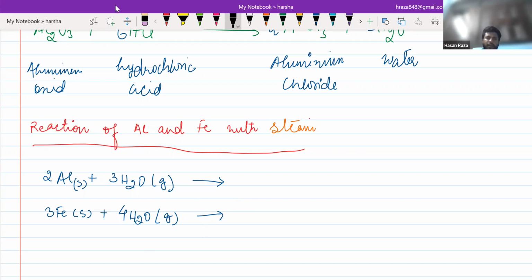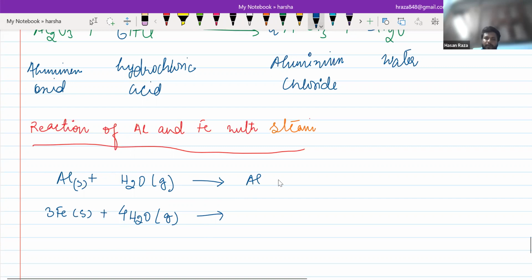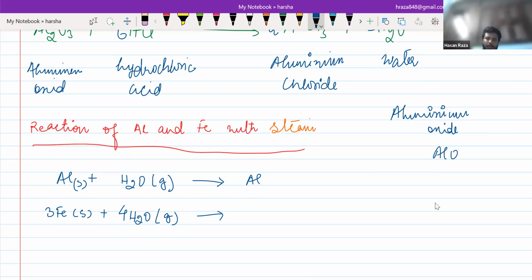So if I'm going to give you aluminum plus this will form aluminum oxide, can you write the formula for aluminum oxide? Al O, Al2O. See how we are going to write the formula for it. Very important and it's very easy. Write Al and O. Can you tell me the valency of aluminum?